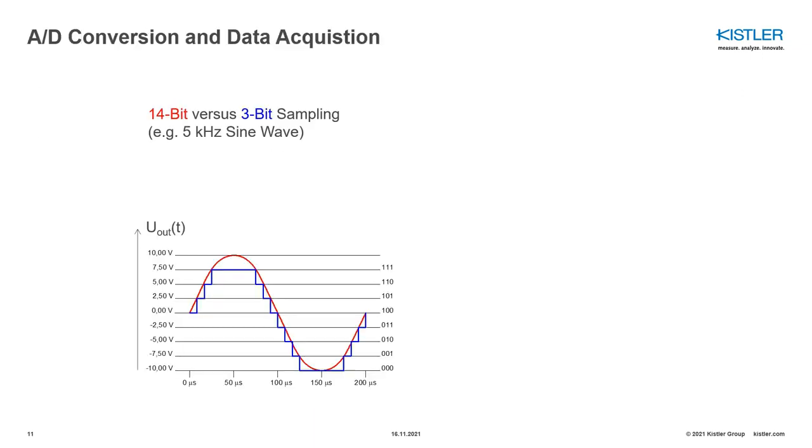Now we start looking at the difference between higher and lower bits, as you can see here, with a frequency happening in a sinus form. If you have 14 bits, you have this red curve here. But if you have 3 bits, as you can see, the vertical resolution is lower. That will cause steps, so your accuracy will not be as good as with 14 bits.